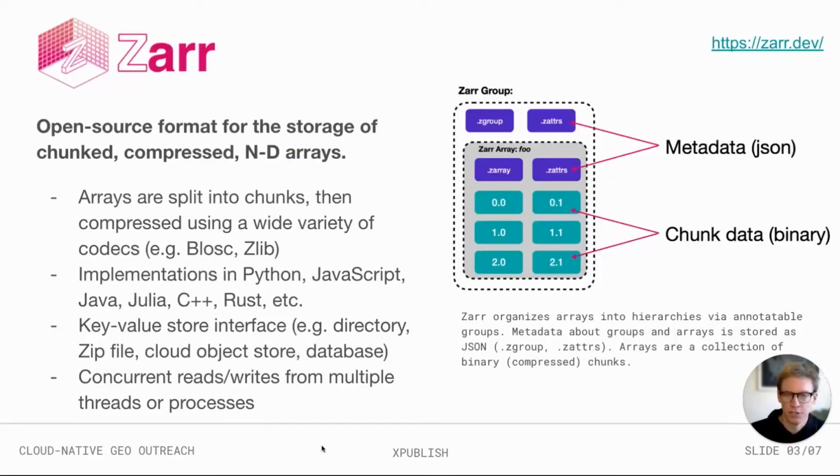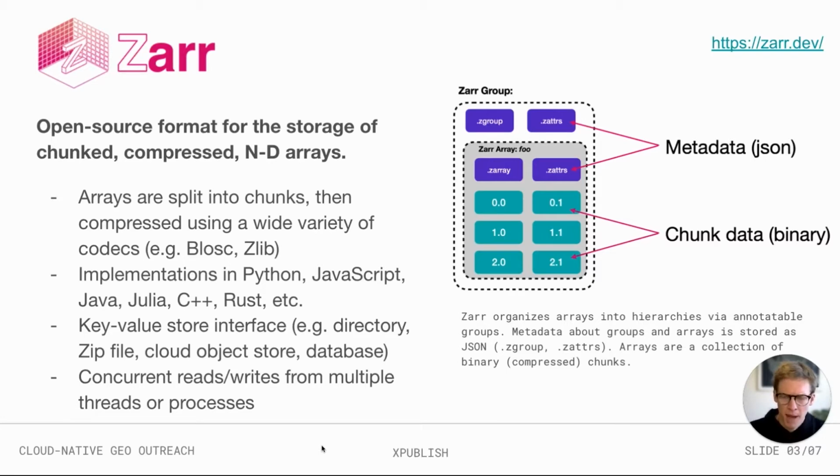Second project I'm going to introduce here is Zarr. So Zarr is an open source format for the storage of chunked, compressed multidimensional arrays. The arrays are split into chunks, and then they're compressed with a wide variety of codecs. So Blosc and zlib are two of the popular ones. Zarr is in many ways just a specification for a storage format, although the Python implementation is the most commonly used one. There are others. There's JavaScript implementations, Julia, C++, and Rust.